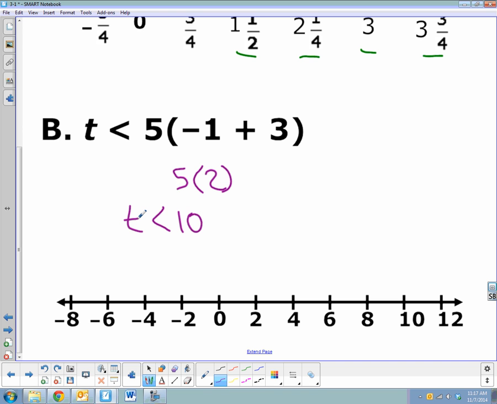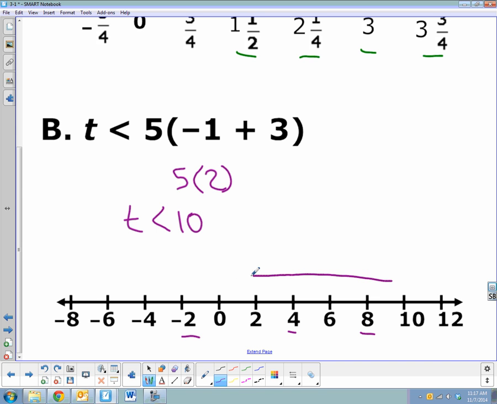T is less than 10. Well, let's see. I'm going to look at my graph here. I've got my number line. T is less than 10, so I know -2 is less than 10. I know 4 is less than 10. I know 8 is less than 10. 12 is not less than 10. So T could be 2. T could be 4. T could be 8. T could be -8. T could be -500 billion. T could be any number less than 10.